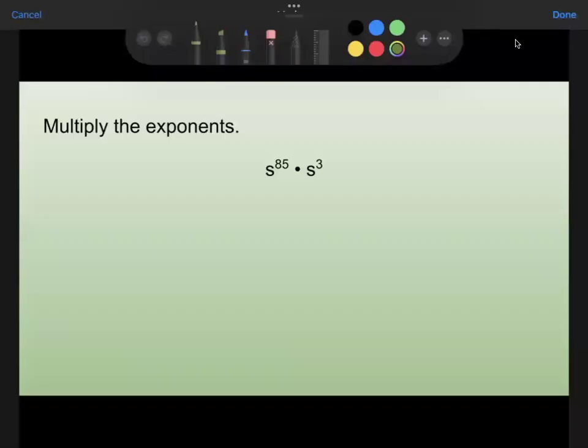Okay, here's our next one. And this one is a good example of why we would want to use the shortcut, because I don't think anybody wants to write out 85 s's being multiplied by each other. So since the bases are the same, we're going to keep that base of s. I'm going to go ahead and add the exponential numbers. So 85 plus 3 is 88. So that means this is equal to s to the 88th power.